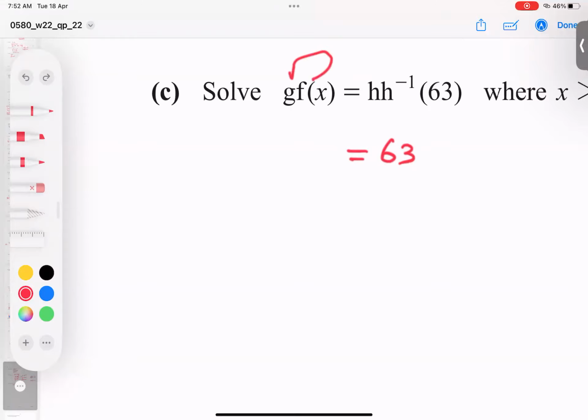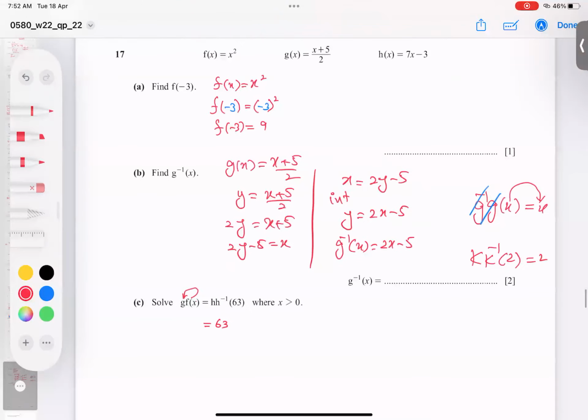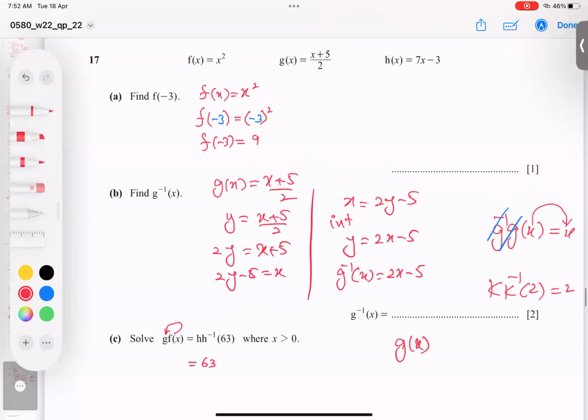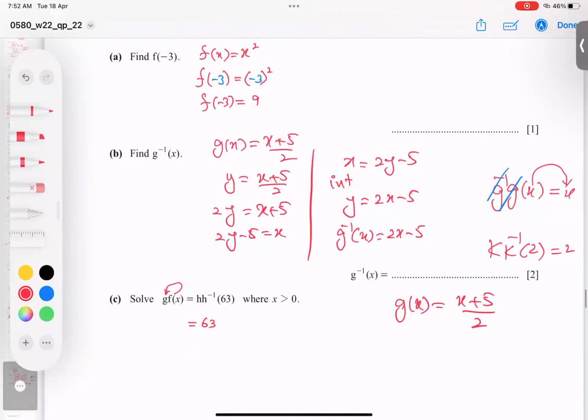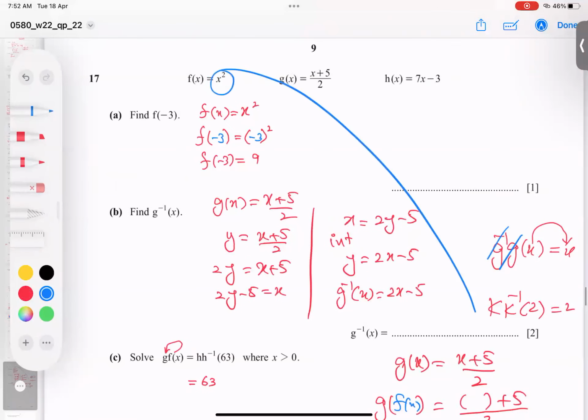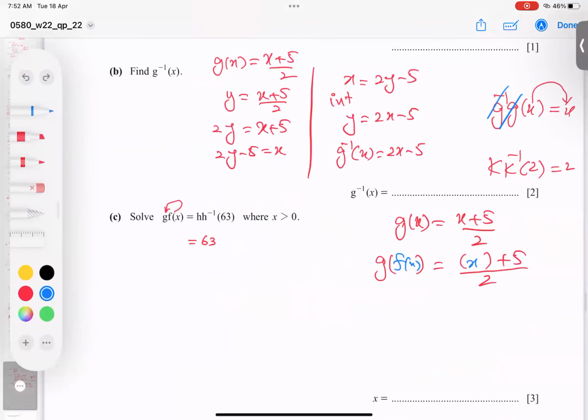F function will go in G. So it means first I will copy G. I'm doing it here. First of all, rough work. G function is x plus 5 over 2. I will leave empty space on both sides. And here I write f of x, and here its value, which is x squared. So I hope it is clear. So here I'm copying x squared.